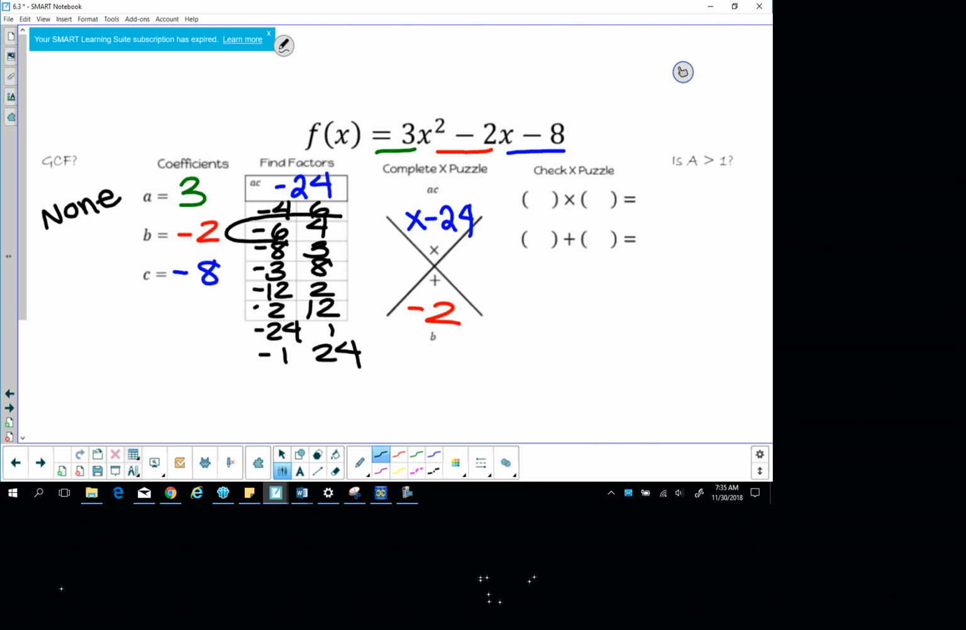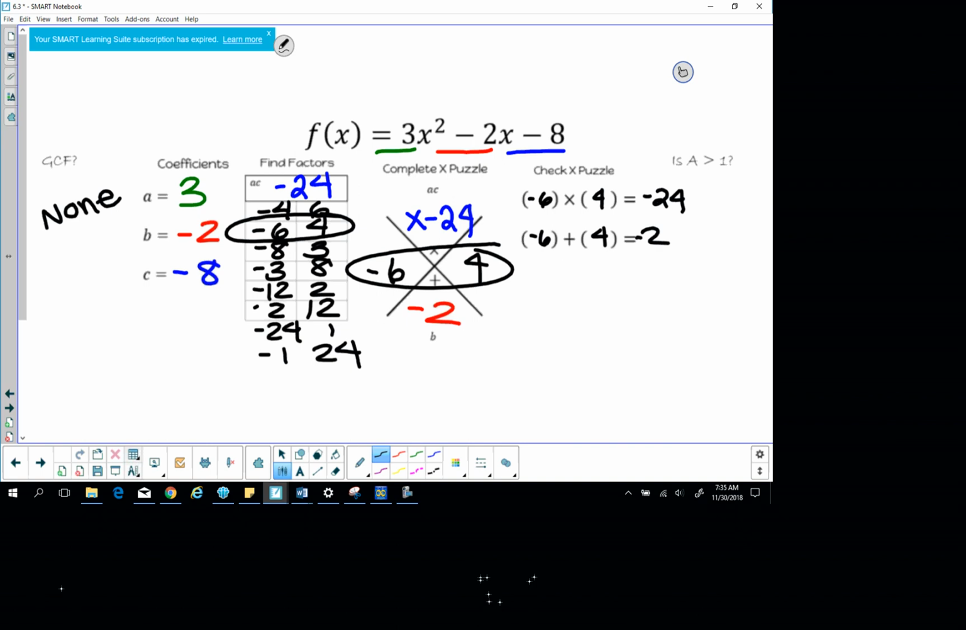Which one did we end up getting? -6. Ding, ding, ding. So we get -6 and 4. And so we know -6 times 4 is -24, and -6 plus 4 equals -2. This is the extra step.